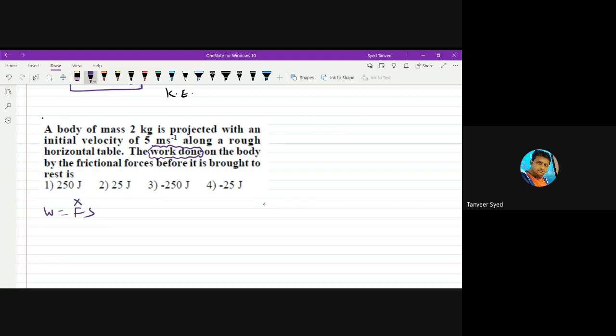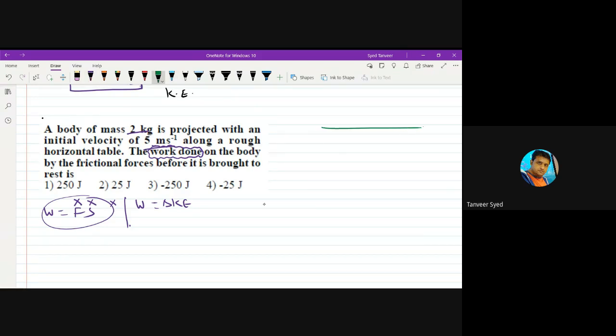Is displacement given? No, displacement is also not given. Mass is given, velocity is given. Force is not given, displacement is not given, but you are asked to find work done. Then immediately you should get an idea that you cannot use this formula here. Force into displacement is not useful. Then you should go for work energy theorem. We have another formula to calculate work, which is change in kinetic energy. Can we apply it here?